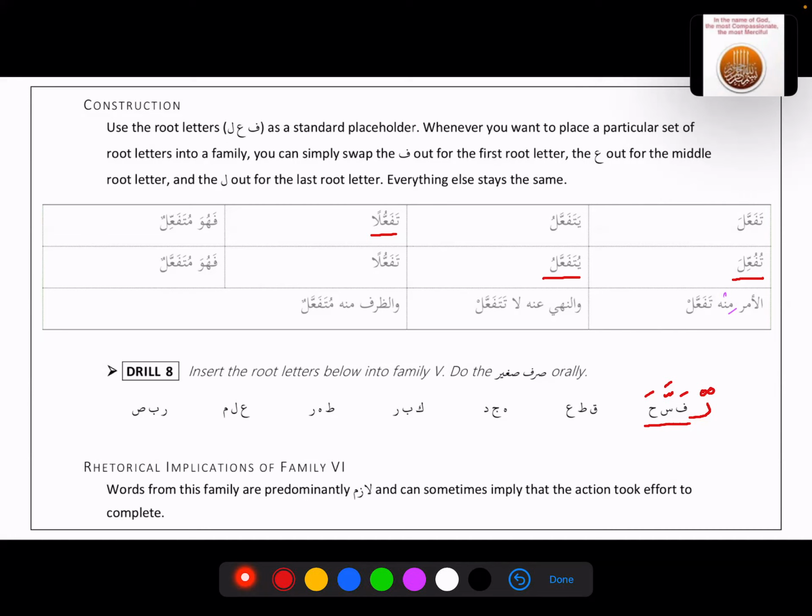Okay, what does fassaha mean? Making some space. Yeah, fasih. So making some space. Okay, and then the next one is qaf, ta, and ain. What does that mean, first of all? Qata'a means to cut. So cut off, taqatta'a.